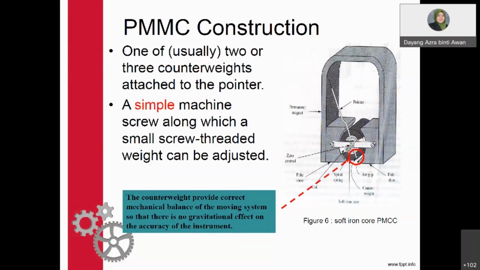Okay, so we also have what we call the pemberat, which is the counterweight. It provides the mechanical balance of the moving system so that there is no gravitational effect on the accuracy of the instrument itself. Sometimes they can have 2 or 3 counterweights attached to the pointer. It cannot be too heavy and cannot be too light, and its function is to control the movement of the pointer.